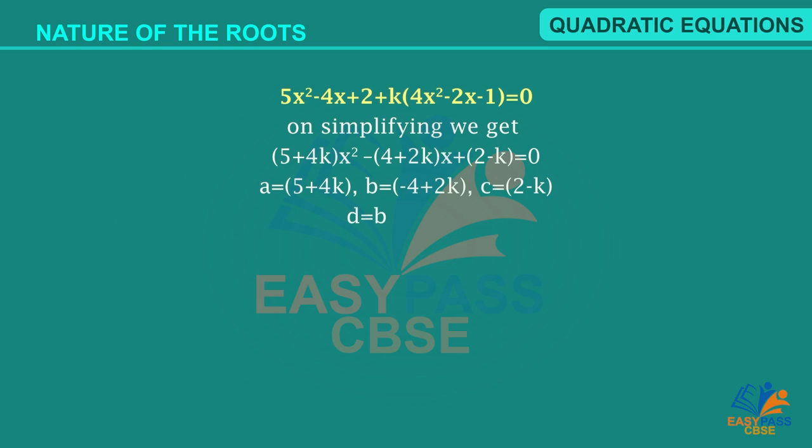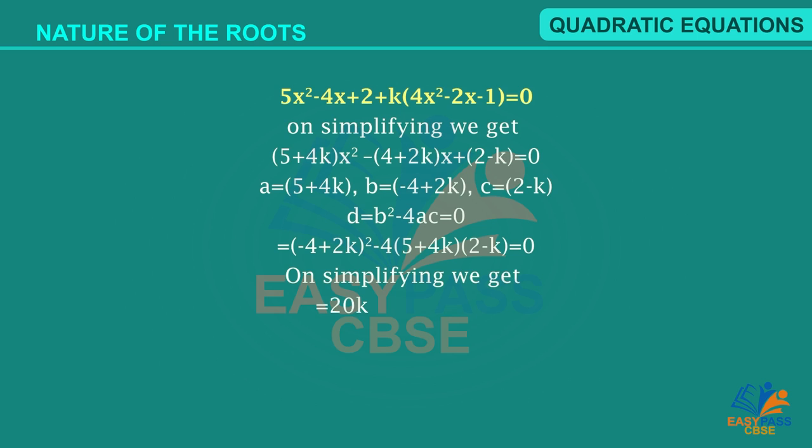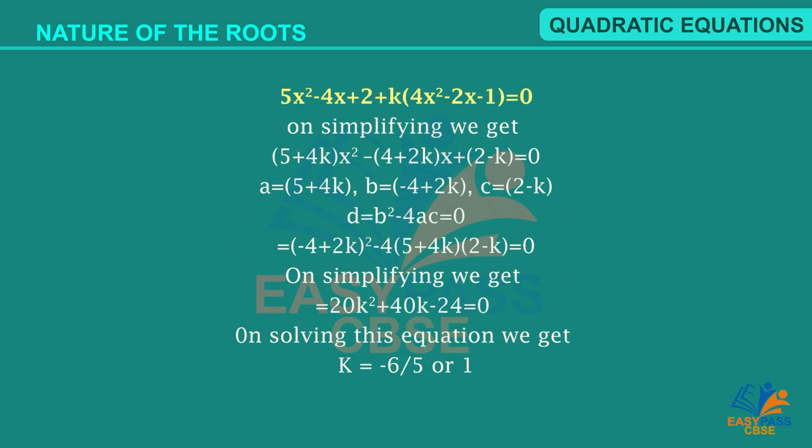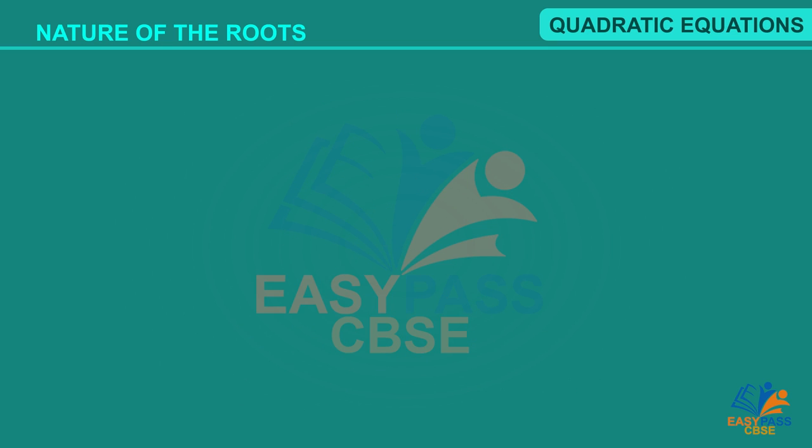And the discriminant b square minus 4ac is equal to 0. So on simplifying, we'll get 20k square plus 40k minus 24 is equal to 0. Solving this equation, we get k is equal to minus 6 by 5 or k is equal to 1. So when k is equal to minus 6 by 5 and k equal to 1, this equation has real and equal roots. One more question.